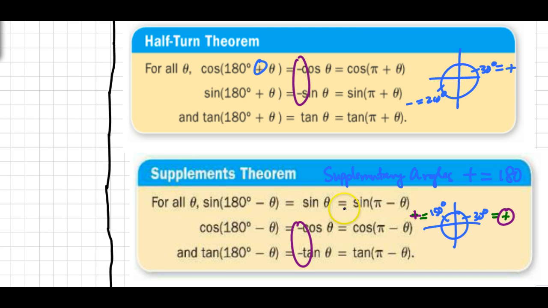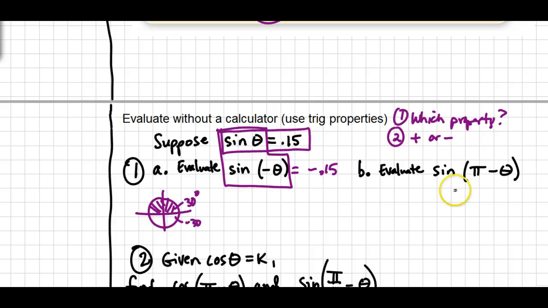It's just doing it in radians. If we look at the sine property there, those are indeed equal to each other, so I'm going to leave my answer as being simply positive 0.15. And again, the reason is I used the supplements theorem.